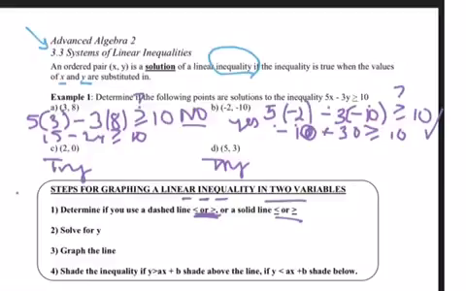What that means is that the line itself is or is not part of the solution, meaning if I choose a point that is on the line, and it is not "or equal to," that point on that line is not considered a solution to the inequality.